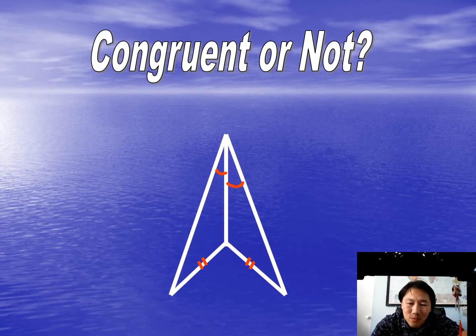Let's see, how about this one? This one has a side, and even though the angles are drawn differently, one arc and one arc means that they are equal. So yes, that angle is good. So we got a side, we got an angle.